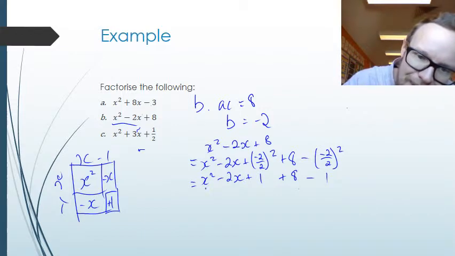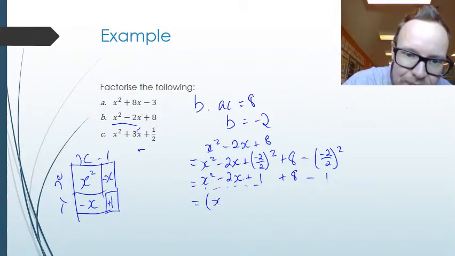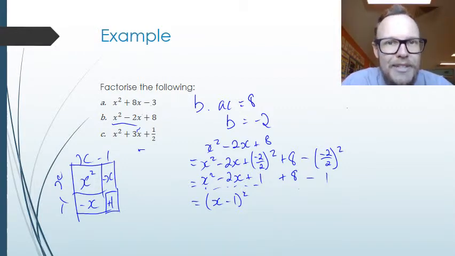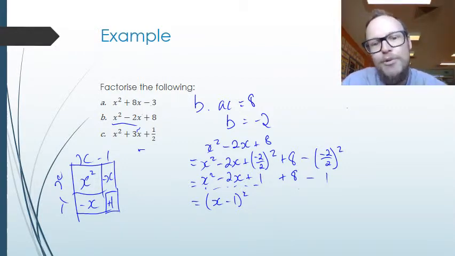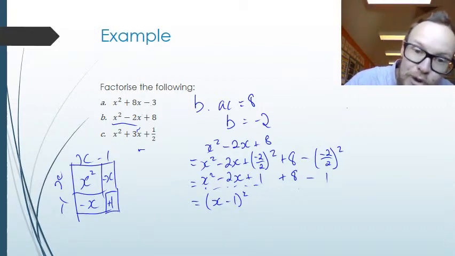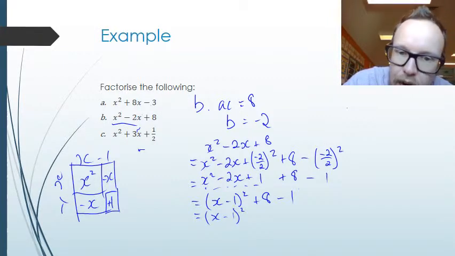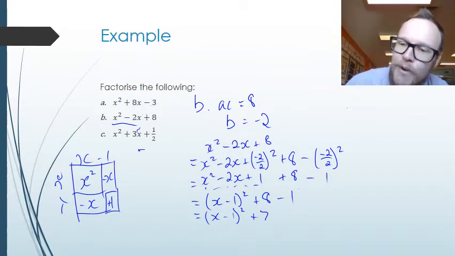So I can factorize this thing here now. I know factorizing it's going to be x minus 1 squared, because it's x minus b over 2 squared. And I've still got my plus 8, still got my minus 1. So this is going to be equal to x minus 1 squared plus 7.